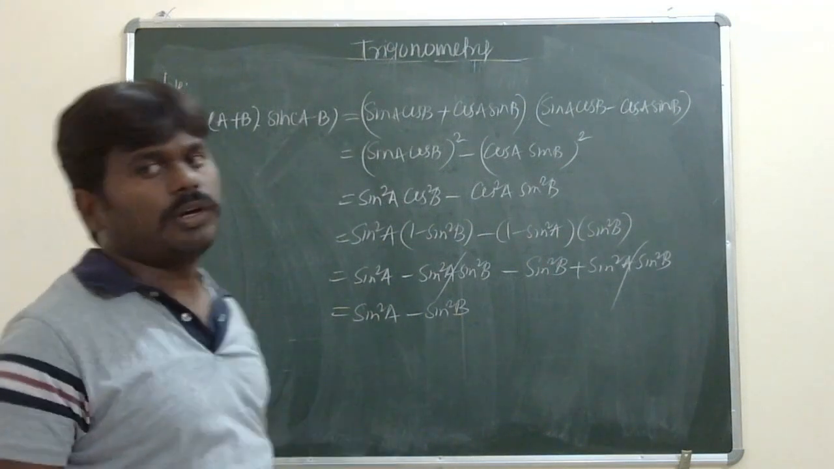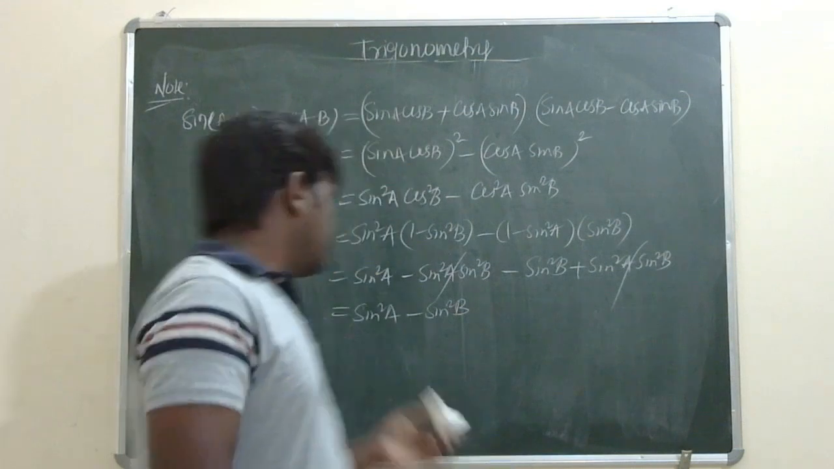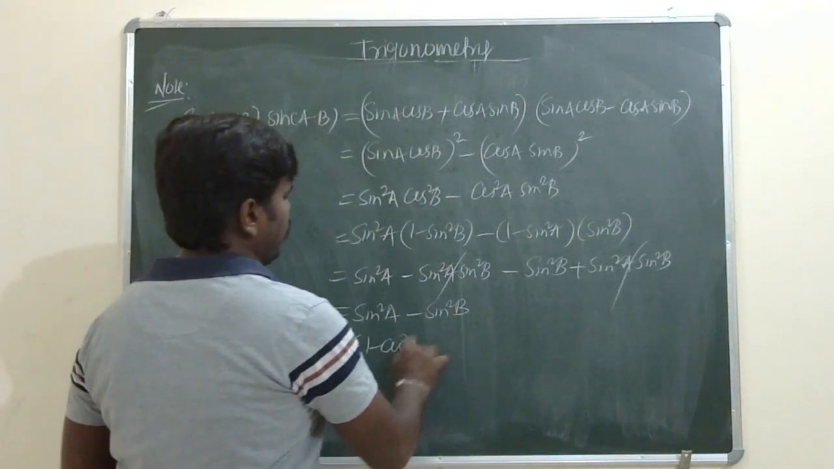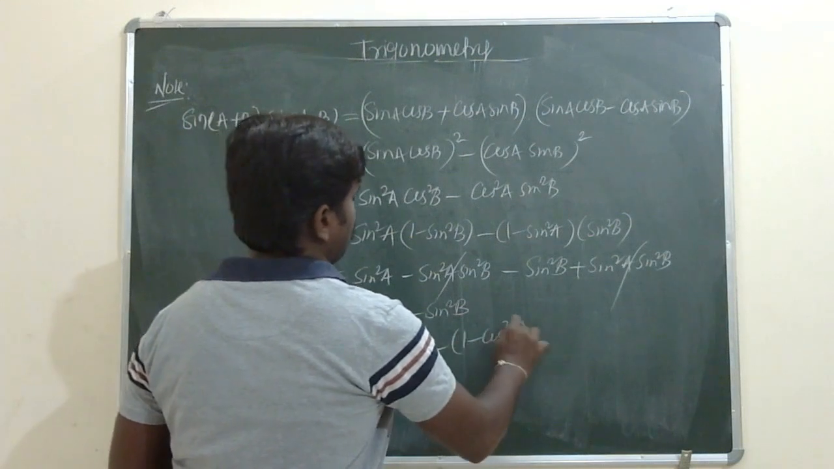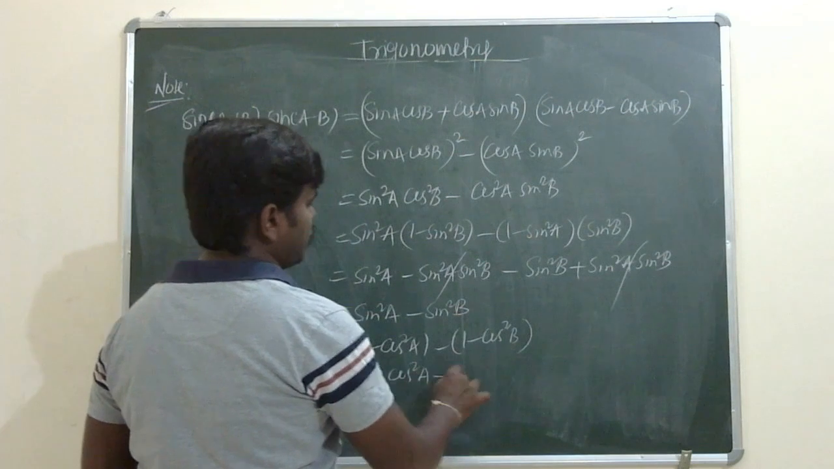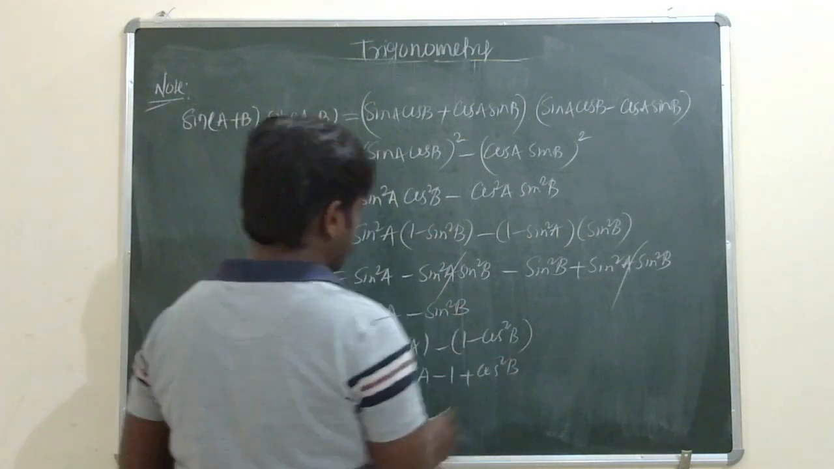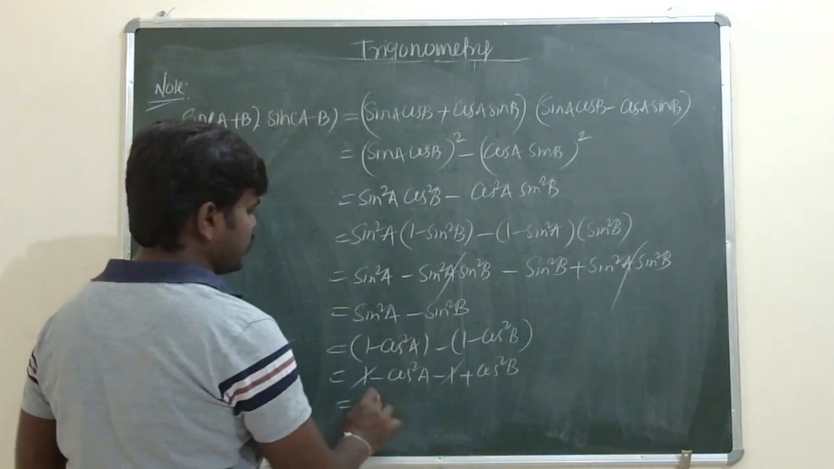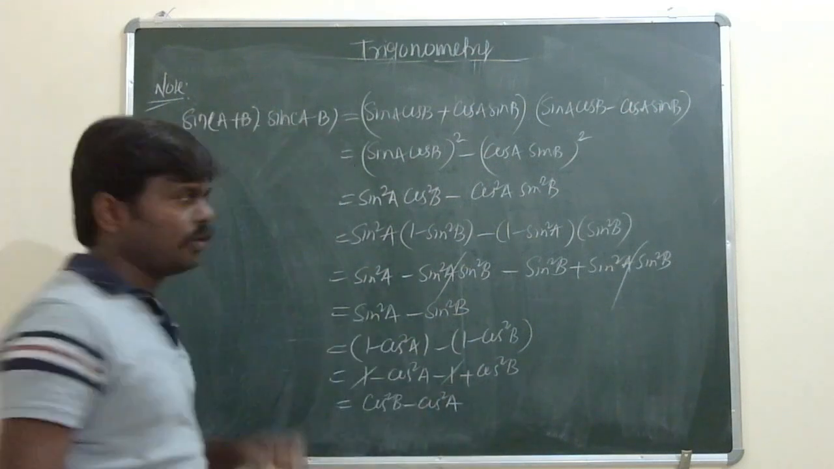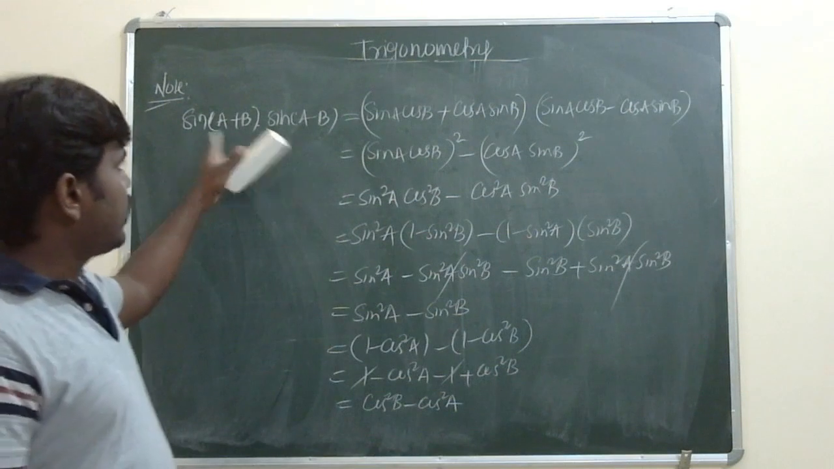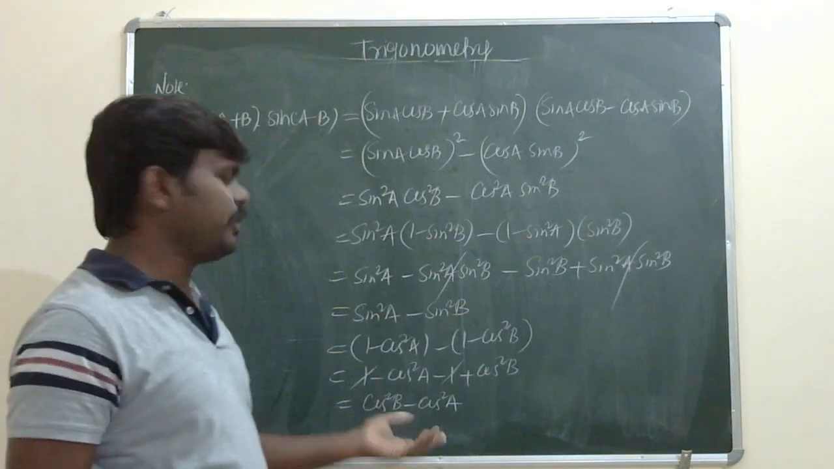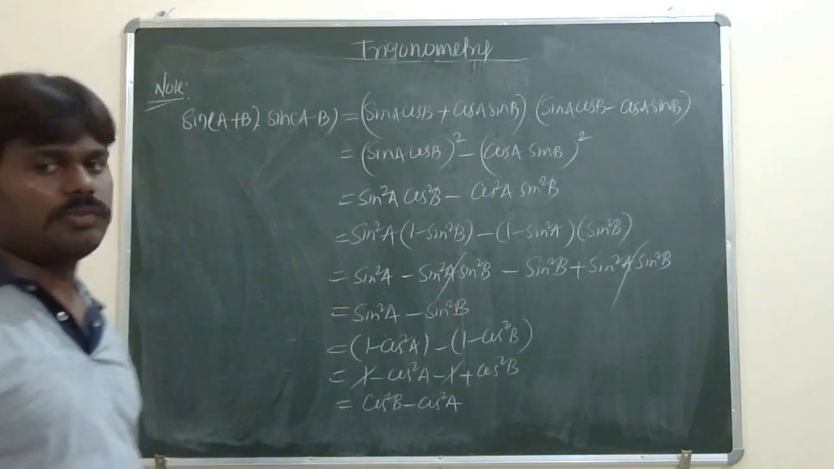Or else, if we want to express it in terms of only cos, sin square A means 1 minus cos square A, and minus (1 minus cos square B). When we simplify this: 1 minus cos square A minus 1 plus cos square B. Plus and minus 1 will get cancelled and you will get cos square B minus cos square A. So sin(A plus B) into sin(A minus B) in terms of cos is cos square B minus cos square A. This is one of the important points.